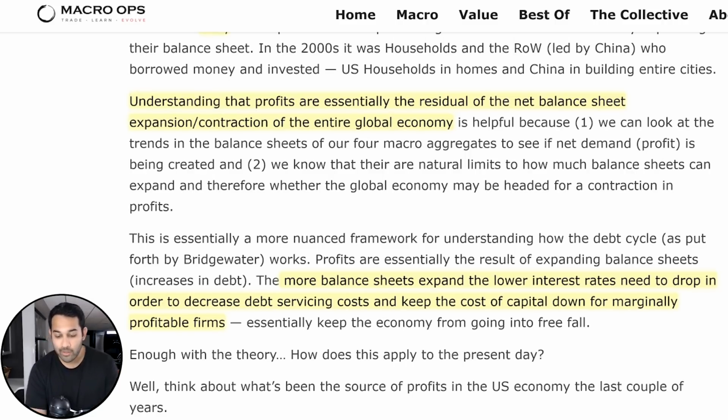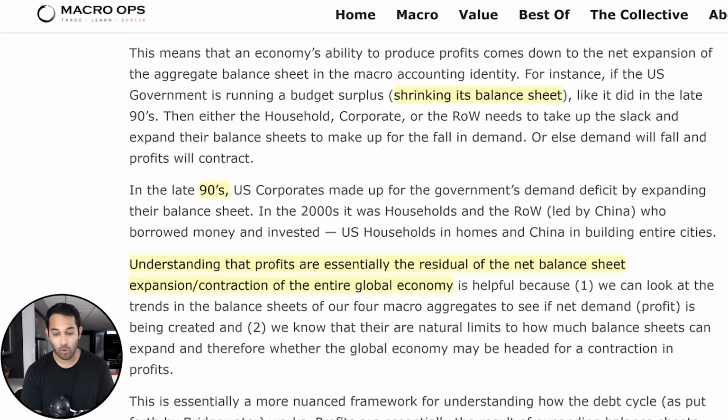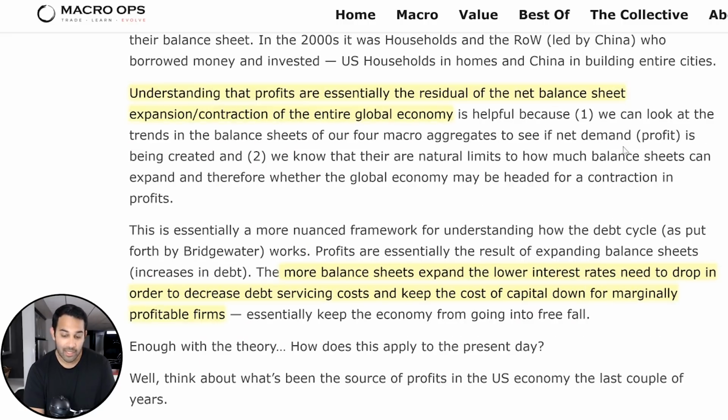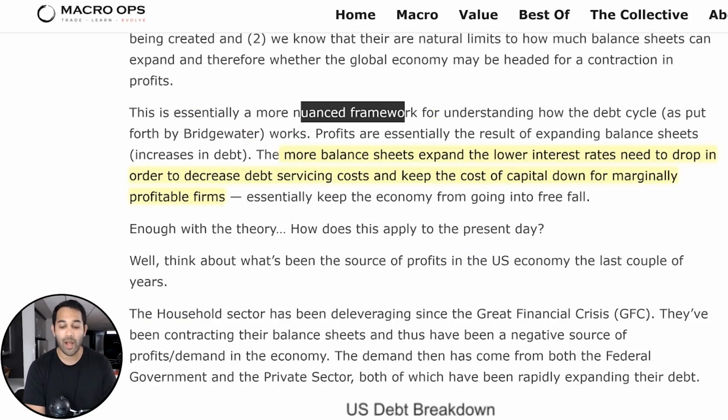So this is a helpful model to use because we can take a look at those 4 macro aggregates, which again, household, corporate, rest of the world, and the government, and see if net demand or profit is being created. And we can also see their natural limits to how much their balance sheets can expand. If they're already fully expanded and things are teetering on the edge, then that's when the global economy may be headed for a contraction in profits, which is when we get recessions and whatnot. So this is basically a more nuanced framework for understanding how the debt cycle works.